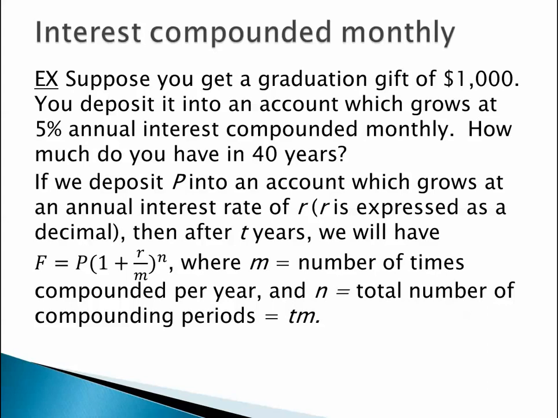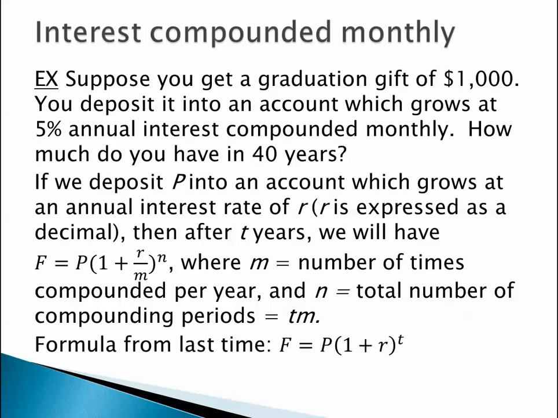That's N. Now the formula from last time for interest compounded annually was F equals P times (1 plus R) to the T. Notice the similarities. Actually, if you plug in, these formulas are similar.